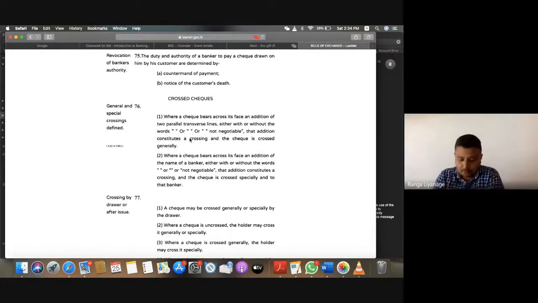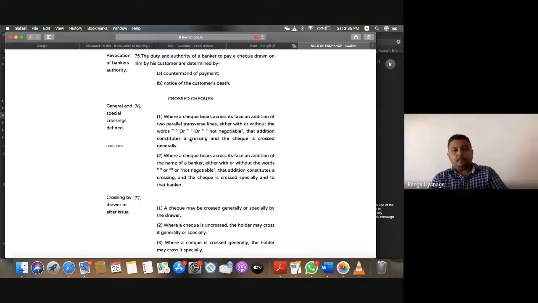provides types of crossings. There are two types of crossings: one is a general crossing and the other one is a special crossing. A general crossing is where a check bears across its face an addition of the words "and company" or any abbreviation thereof between two parallel transverse lines, either with or without the words "not negotiable," or two parallel lines simply, either with or without the words "not negotiable." That addition constitutes a crossing, and the check is generally crossed. A special crossing is the same two parallel transverse lines with the addition of the name of a bank, with or without the words "not negotiable." That addition constitutes a crossing and the check is crossed specially to that banker.